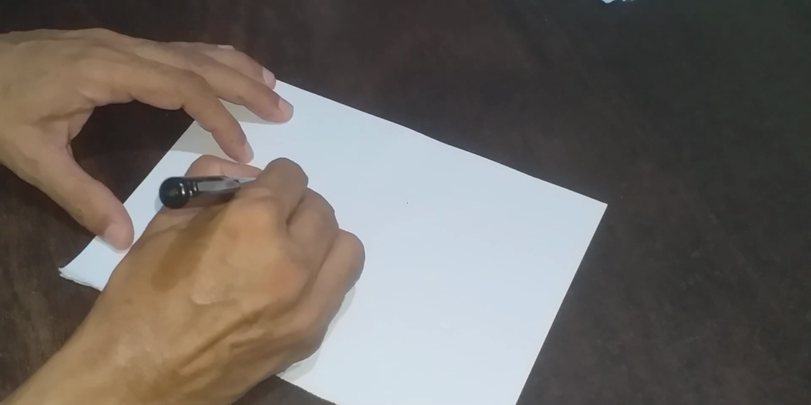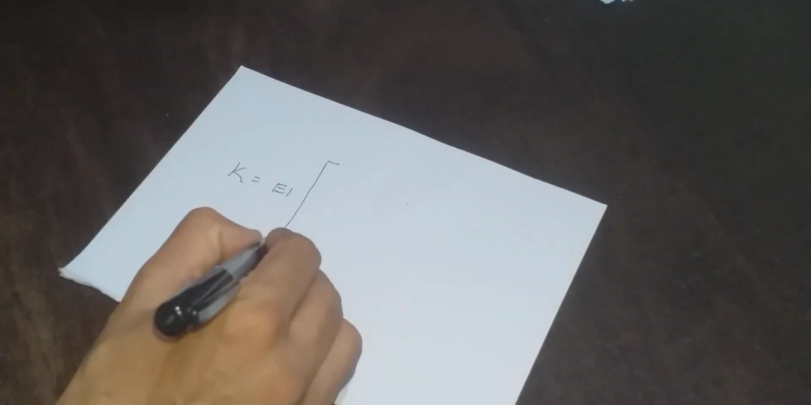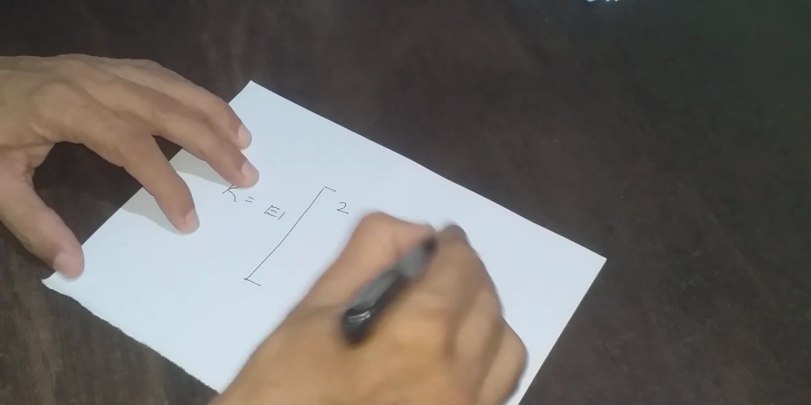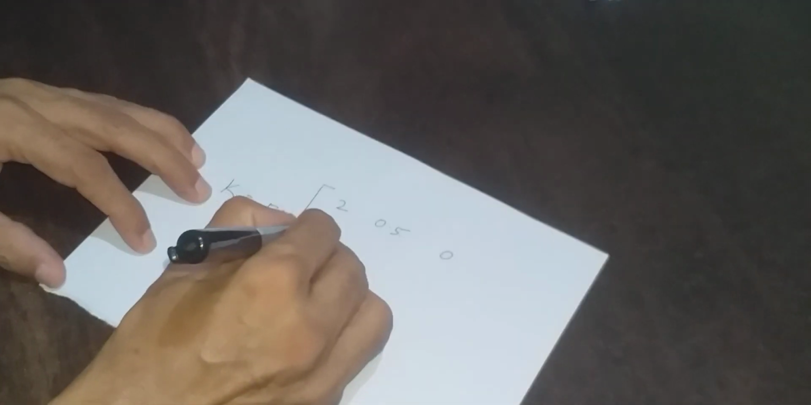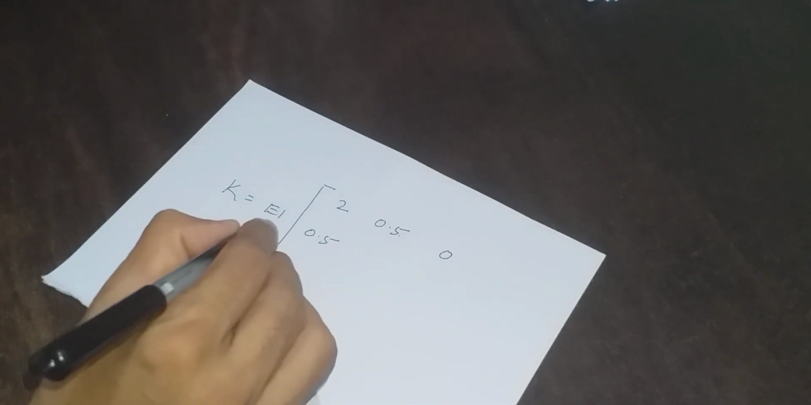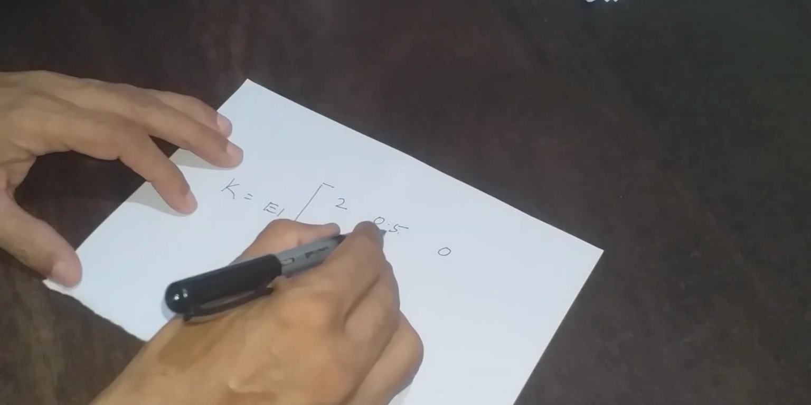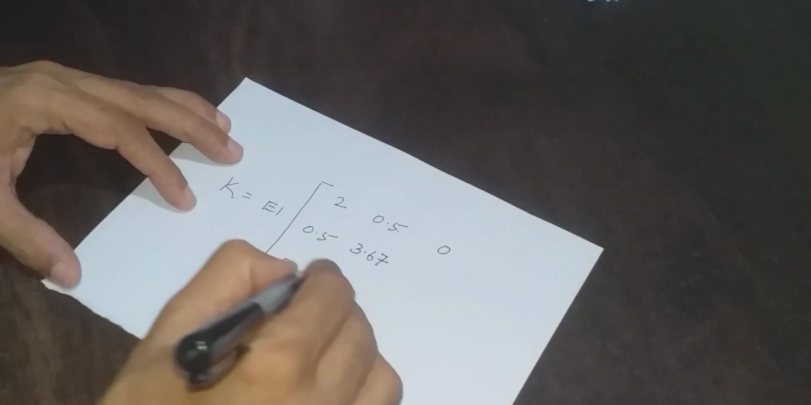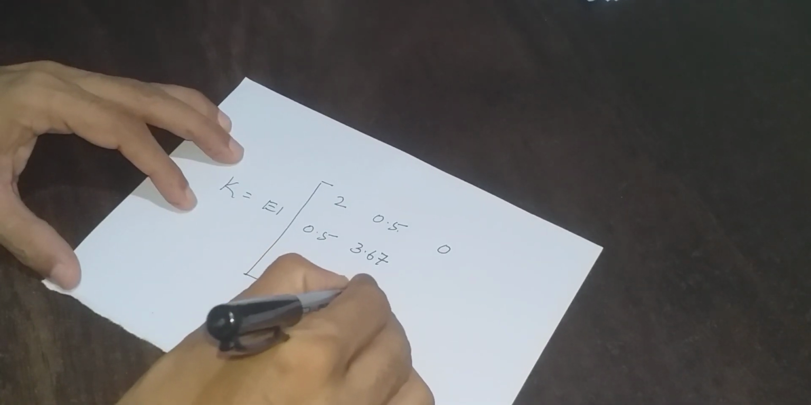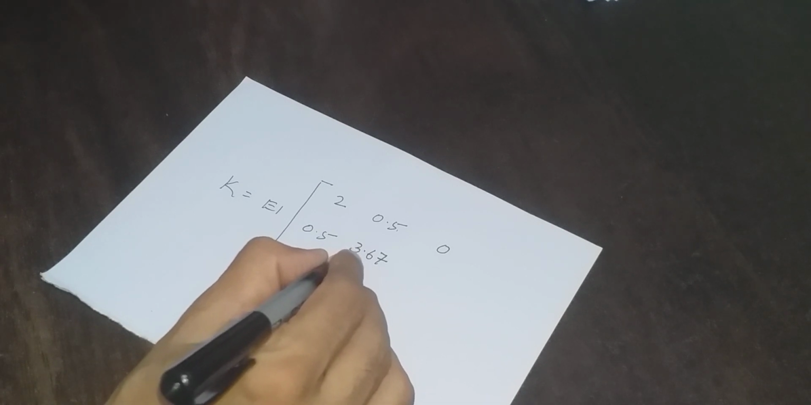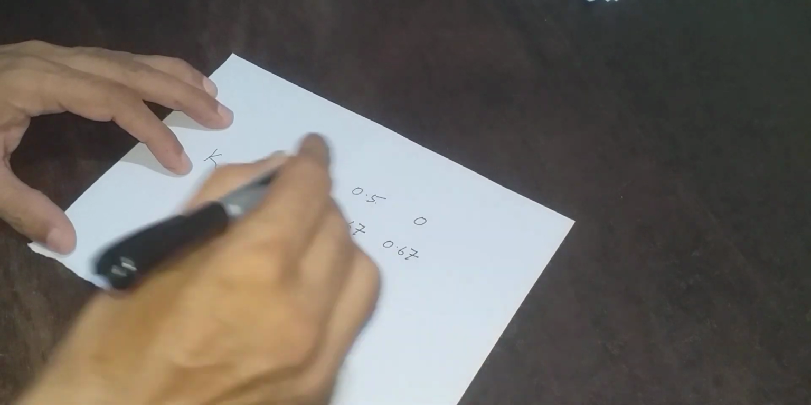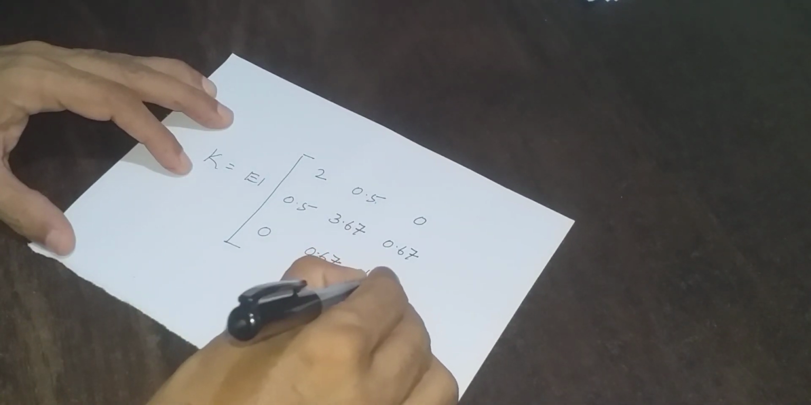K is equal to, if I take EI common, now my K11 was 2 EI, my K21 was 0.5 EI, my K31 was 0. Now second column of stiffness matrix, K12 was 0.5 EI, K22 was 3.67 EI, and K32 was 0.67 EI. Now my third column of stiffness matrix, K13 was 0, K23 was 0.67 EI, and K33 was 1.33 EI.